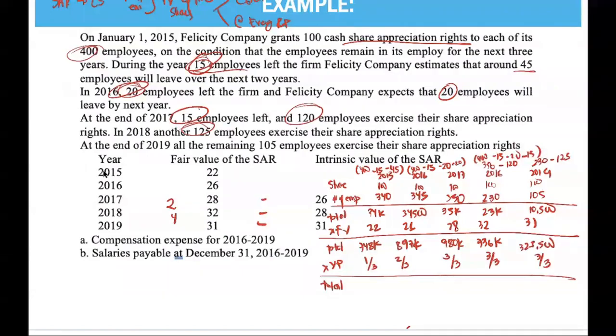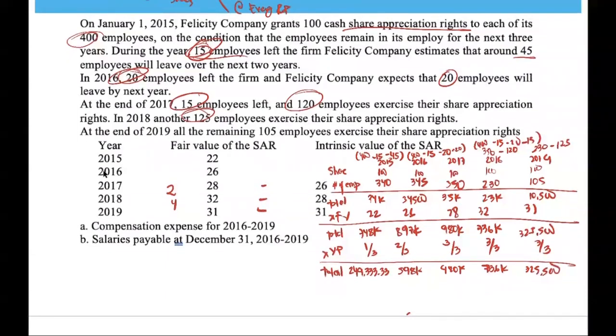So for 2015, 748,000 times 1 over 3, we have 249,333.33. 897,000 times 2 over 3, we have 598,000. So this is 980,000. This is 23,000 times 32,000, 736,000. This is 325,500. Less the change as to your market value, less intrinsic value, and any settlement.